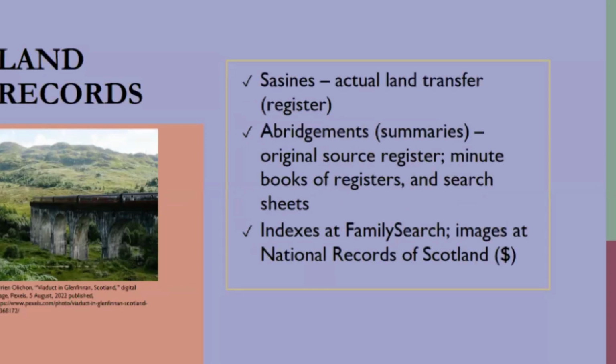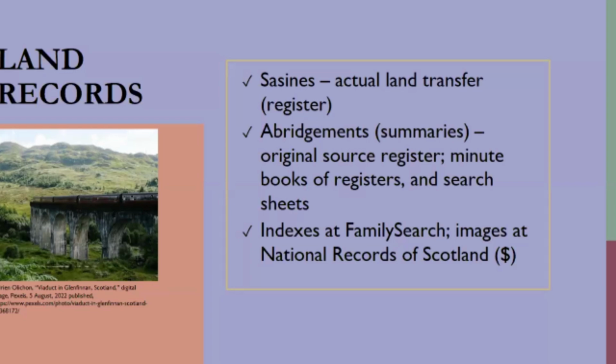But there were also other documents involved, the saisines, which would be the register of the actual transfer of land. So after the heir, for example, was told by the jury that he is indeed the heir, he would need a saisine to transfer the land from the deceased person to him. Or if they were selling land from one to the other, they would have a saisine. They would also have summaries of these saisines, which would be called abridgments.